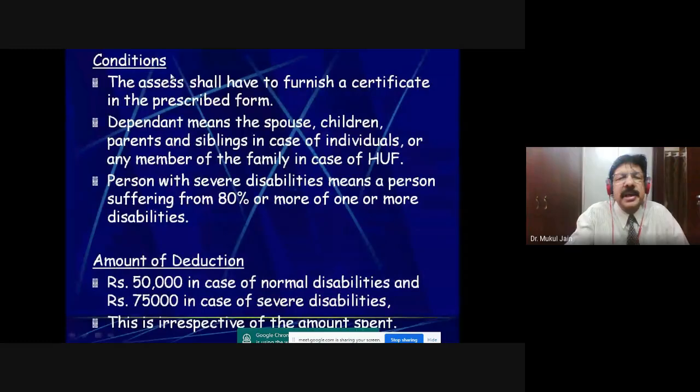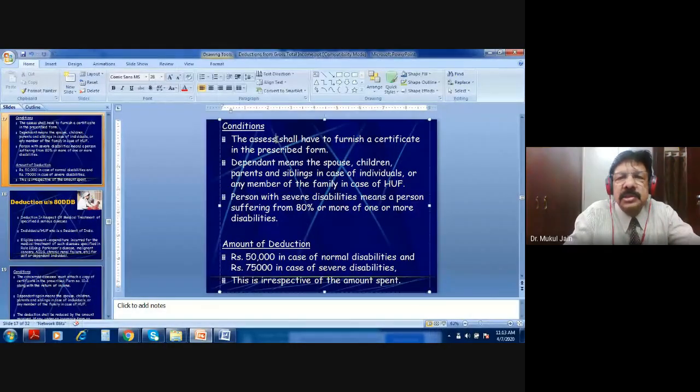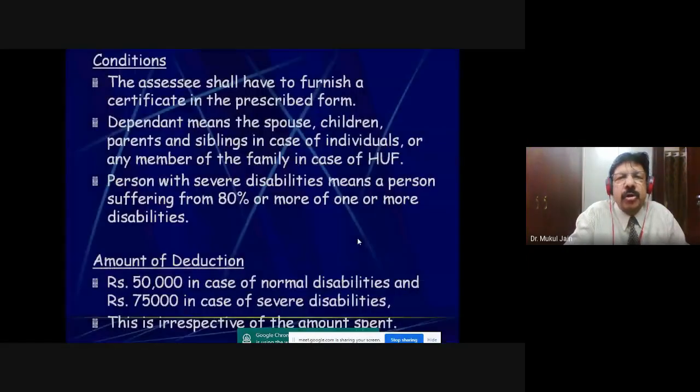What are the conditions in this? The assessee shall have to furnish a certificate in the prescribed form.